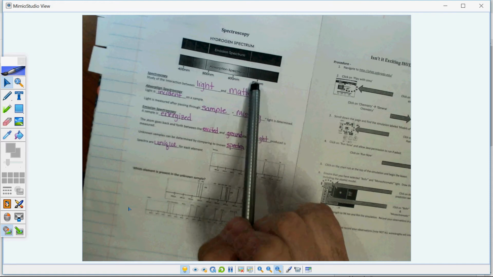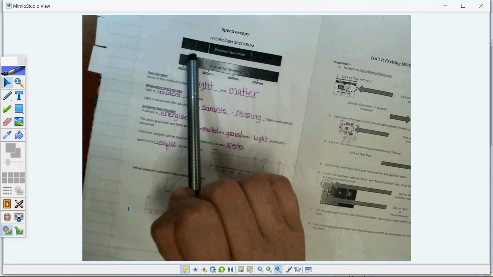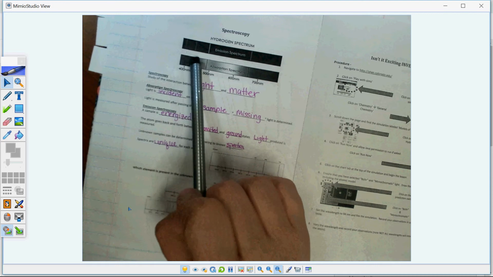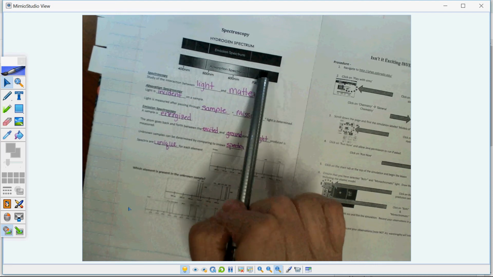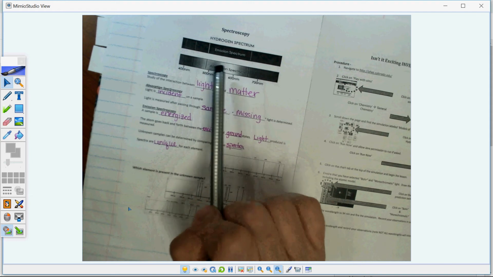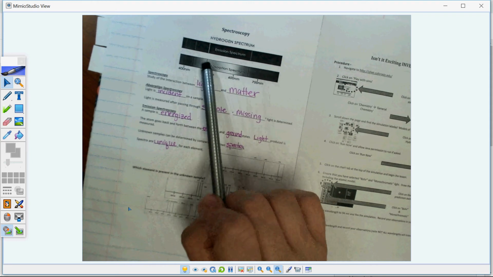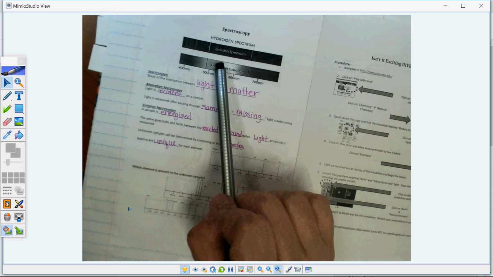And so we get something that looks like this. And I know this is a difficult picture to see, but if you can imagine, this is ROY G. BIV, the rainbow across this bar, and then there's a couple black lines in there. Those black lines correspond to the missing light, which means that's the color of light that was absorbed by the sample.